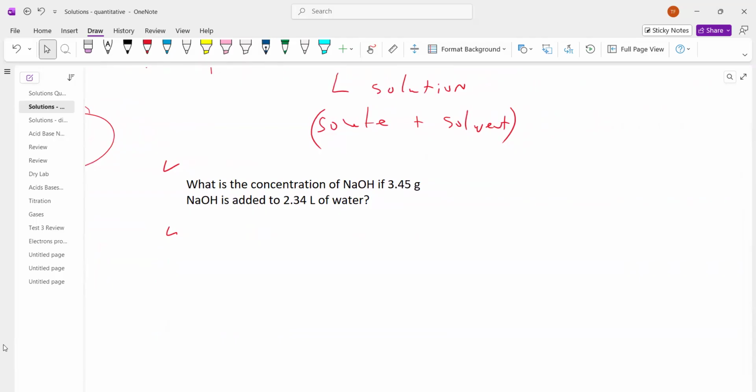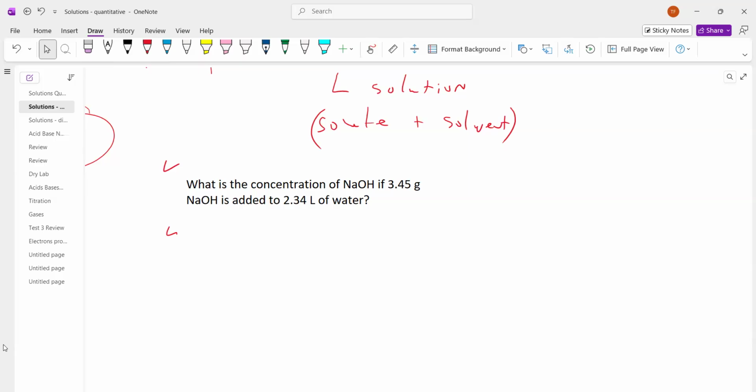Let's do another problem here. 345 grams of sodium hydroxide is added to 2.34 liters of water. What's the concentration? Now, let me give you a very practical problem. You all know that safety is extremely important in lab. One of the reasons why I sign off on your cleanup is to make sure you have no solutions on the countertop.